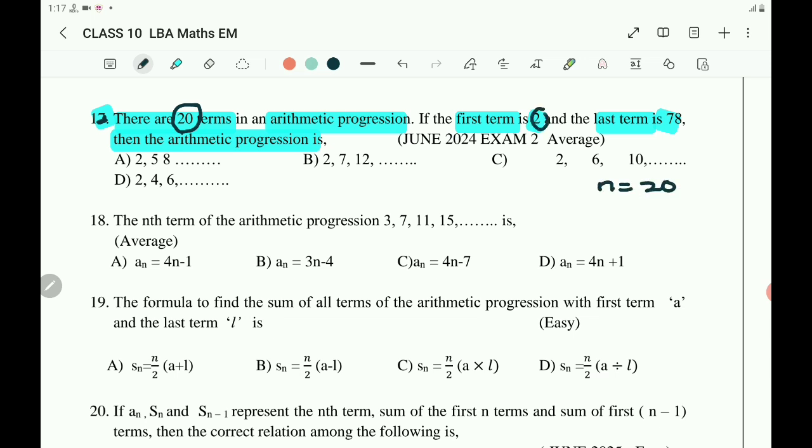Then what is this 2? 2 is the first term. a is equal to 2. Then what is this 78? That is the last term. Last term a_n is equal to 78.